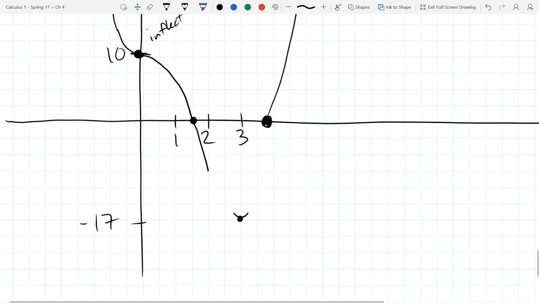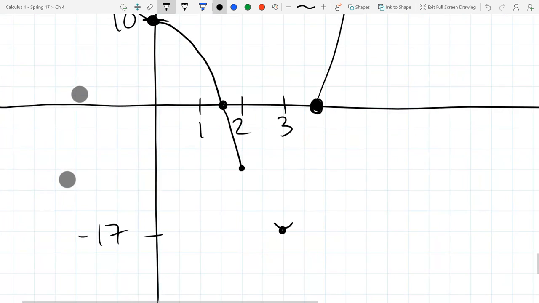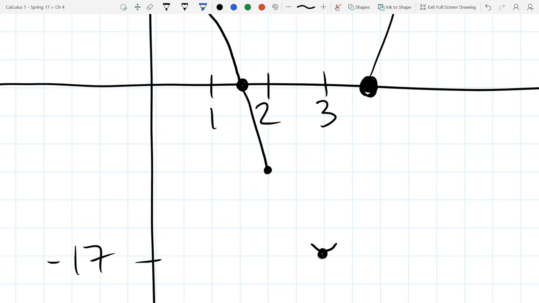So whatever, I could figure out this y value if I want to. It's not terribly important, but what is important is we go from decreasing concave down to decreasing concave up. We're still decreasing, but we're going to be bending upwards now. And then we connect into our next point. So we're still going downhill, but we're starting to curve upwards. So our slope is getting less negative. Our slope is increasing.